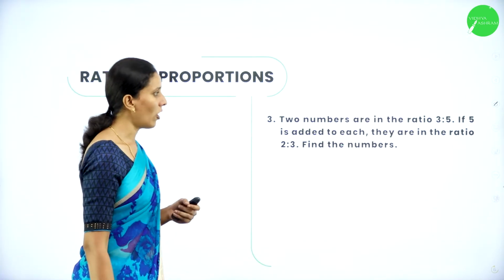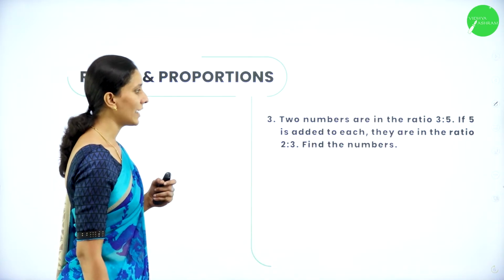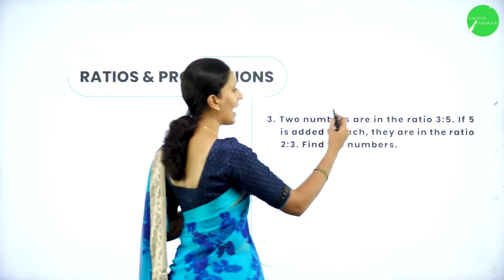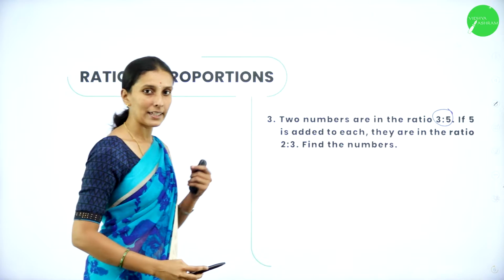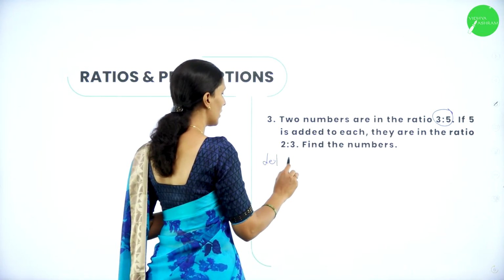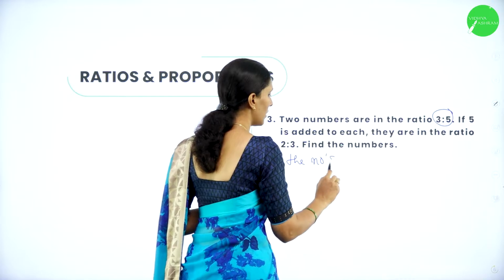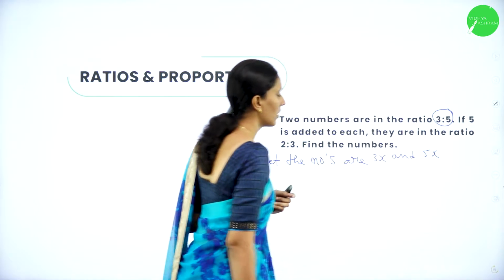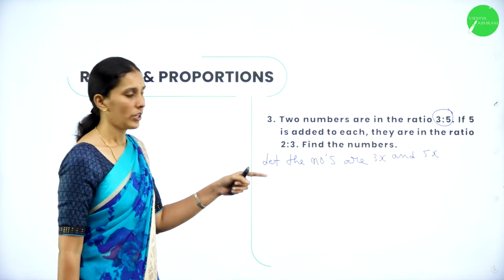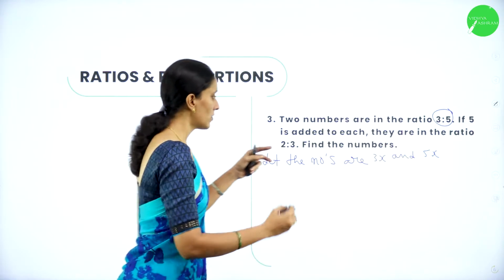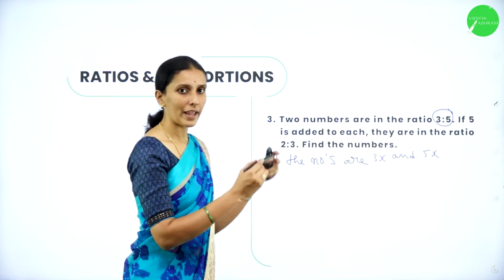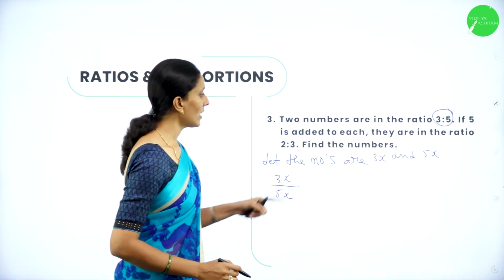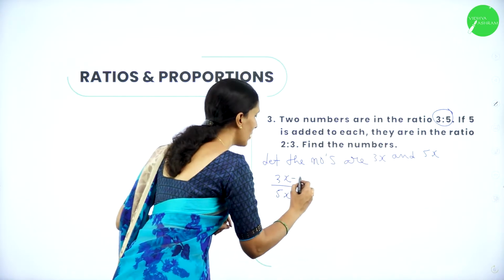Next, two numbers are in the ratio 3:5. If 5 is added to each, they are in the ratio 2:3. Find the numbers. Two numbers are in the ratio 3:5 means, let me take the numbers as 3x and 5x. Let the numbers be 3x and 5x. So if 5 is added to each, first let me write the numbers in the form of fraction, x by y. So I will get 3x by 5x. What is given? If 5 is added to each. Let me add 5 to each.